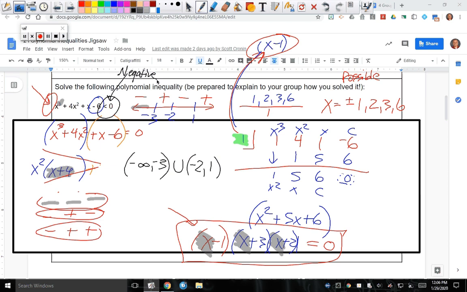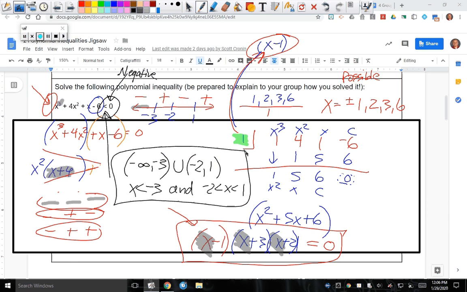Why didn't you include negative 3 and negative 2 though? Say again? It would zero out, right? And it did not have an equals here. If it had equals, then you would include it. But because it doesn't have equals, you're not going to include it. And if you chose to put x's that are less than negative 3 and x's that are in between those, either one works.